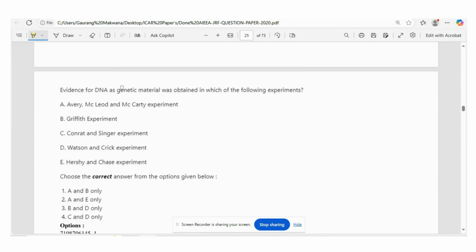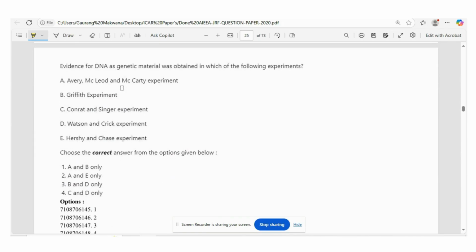Then, evidence for DNA as a genetic material was obtained in which one of the following experiments? So the experiments are Avery, MacLeod, McCarty, and another experiment is Hershey and Chase. Okay, so the answer is A and E. Griffith controlled the transformation, so Griffith is not involved. These are not related, and Watson and Crick gave the double helix structure.